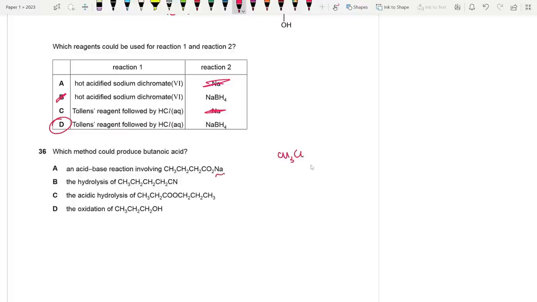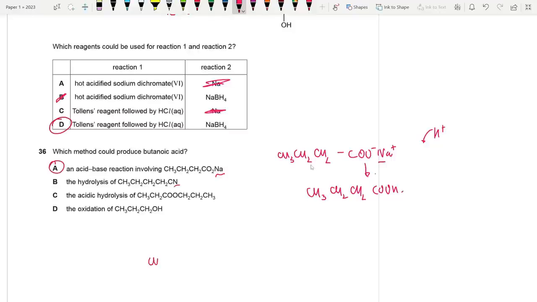Let's see, CH3, CH2, CH2, COO minus Na plus. So if you add an acid, if you acidify this solution, it will turn into CH3, CH2, CH2, COOH. It turns into butanoic acid. This is the salt state. It's sodium butanoate. If you acidify it enough, then yes, it does turn into butanoic acid.